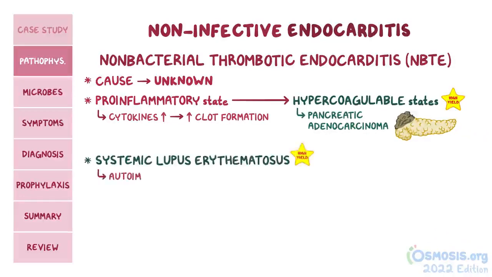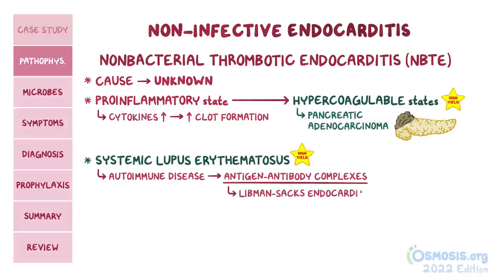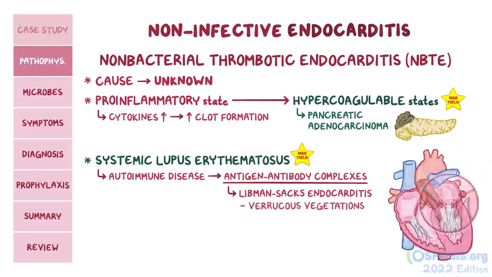This is an autoimmune disease involving antigen-antibody complexes, and in this case, they settle in the endocardium and cause inflammation, leading to a particular type of endocarditis called Libman-Sacks endocarditis. Remember that it's associated with large vegetations, sometimes described as verrucous vegetations, since they look like warts.